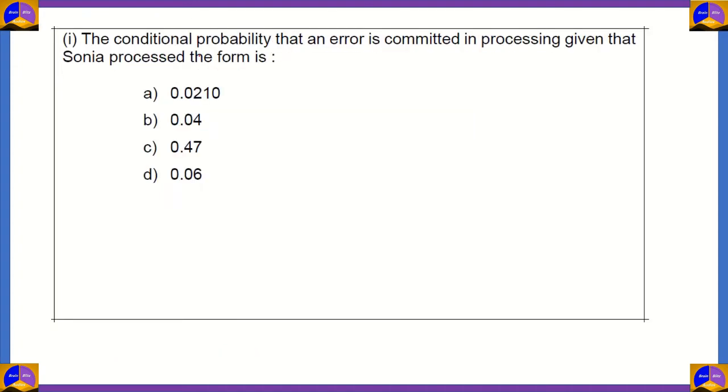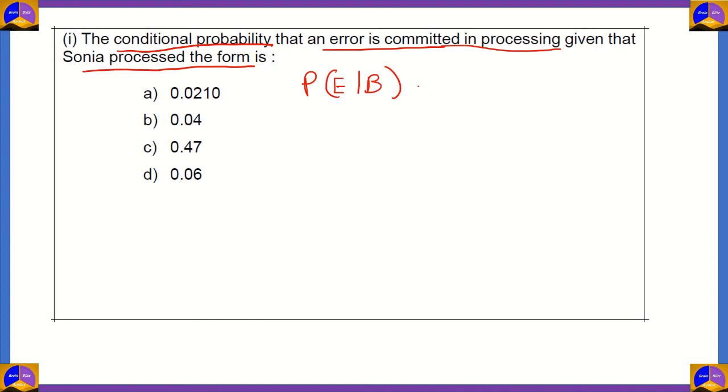The first question is that the conditional probability that an error is committed in processing, given that Sonia processed the form, is, and we have 4 options. So if you look at the question, it asks about conditional probability, so therefore any event given that any other event has taken place. So an error is committed in processing. So when an error is committed, the probability is E. Now, the given event is that Sonia processed the form. So that is P of E given B. So this is the value.